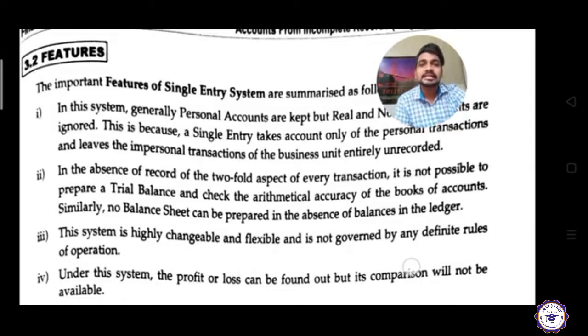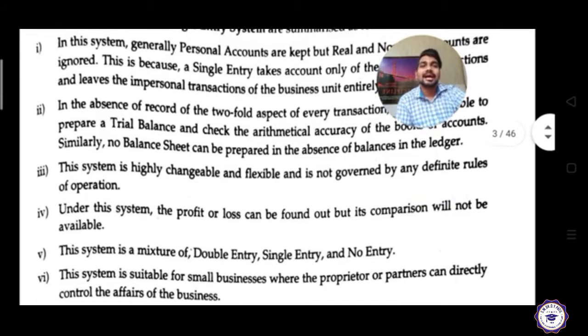And the third feature is this system is highly changeable and flexible, not governed by definite rules of operation, जो किसी rules के अंडर में नहीं आता. Under this system the profit or loss can be found out, but comparison will not be available. Profit and loss का comparison भी possible नहीं है.